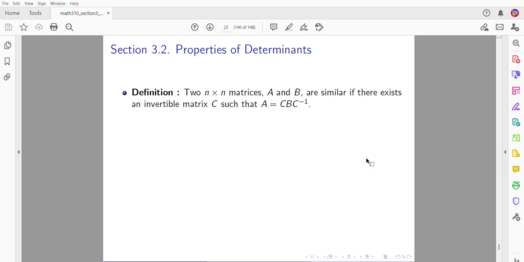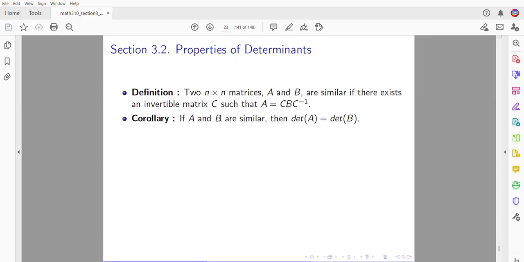Definition. Two n by n matrices A and B are similar if there exists an invertible matrix C such that A equals C B C inverse. It may not seem important to you now, but this is a very, very important definition. Two n by n matrices A and B are called similar if there exists an invertible matrix C such that A is obtained from B by C B C inverse. Okay?